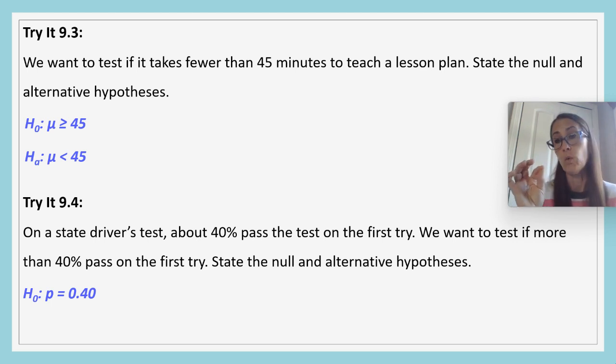And so this time we're not testing for a mean, we're talking about a proportion, so a proportion can be written as a percent or a decimal. So here our null hypothesis is P equals 0.40, and the alternative is P greater than 0.40, because we want to test if more than 40% pass on the first try. So that's it for 9.1 on null and alternative hypotheses.